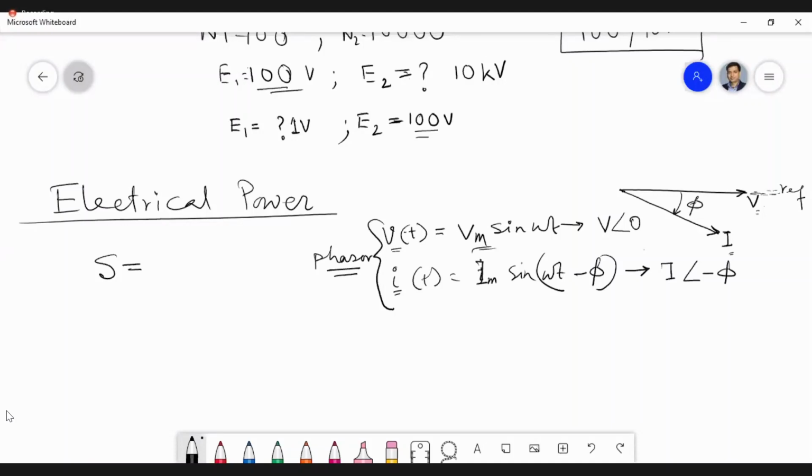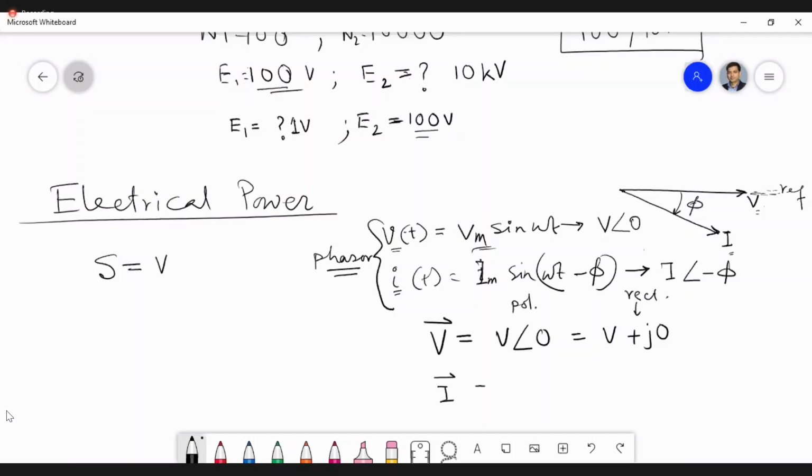Now this is defined as follows. We can write this V with 0, or we can write V plus j0. So this is called the rectangular form, and this is the polar form.